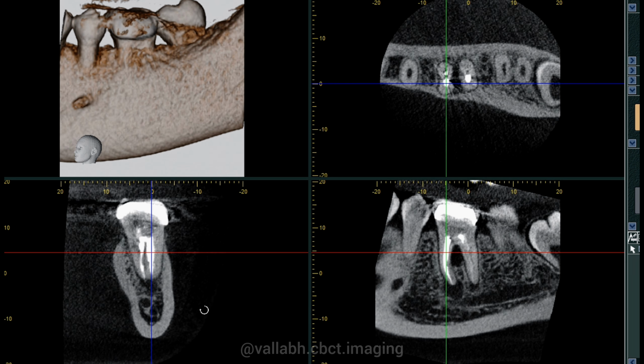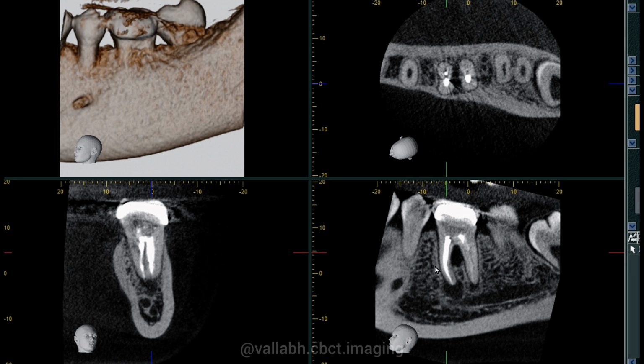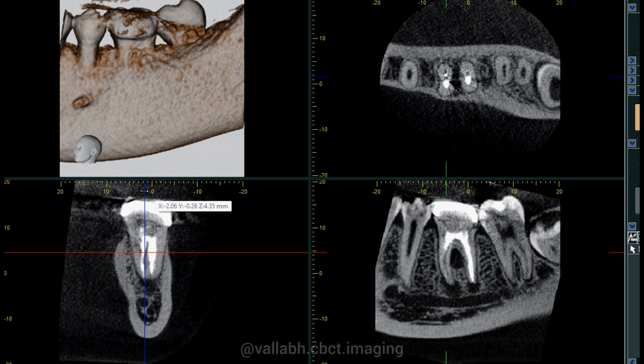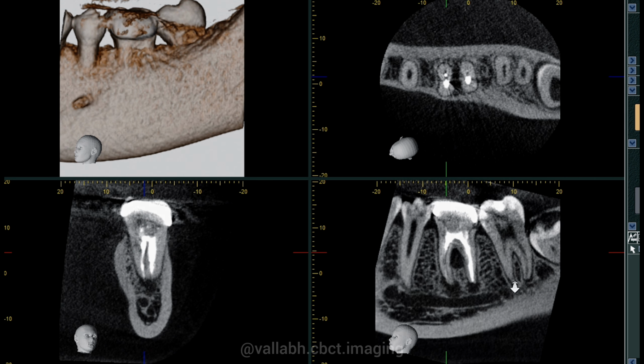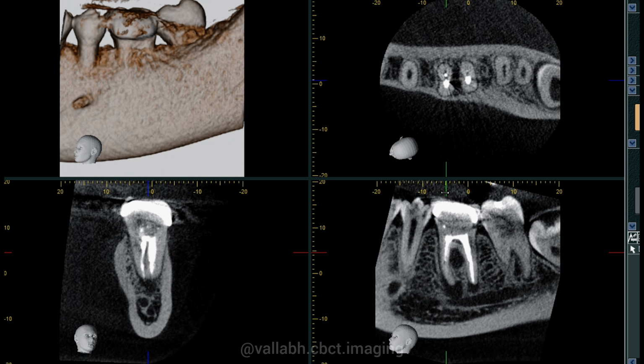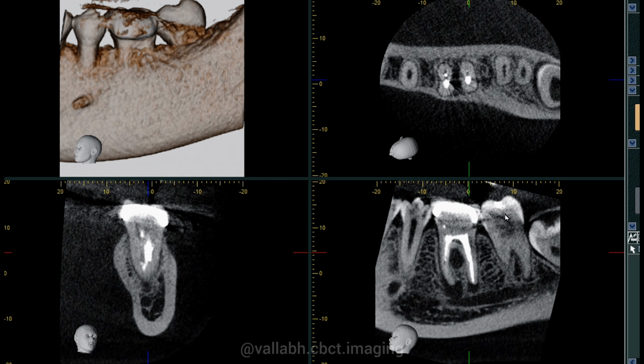As we can see, this is the MB canal, which is filled till the apical 1/3 region. It is entirely filled, but still periapical pathosis is evident. And this is the mesiolingual canal as seen in the coronal section, and the same mesiolingual canal you can see in the sagittal section, and the distal canal, which is seen in all the three cross sections.